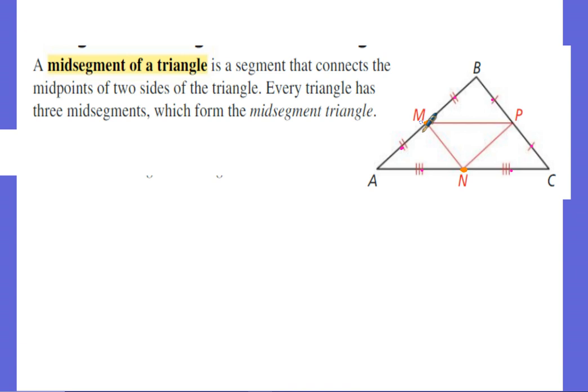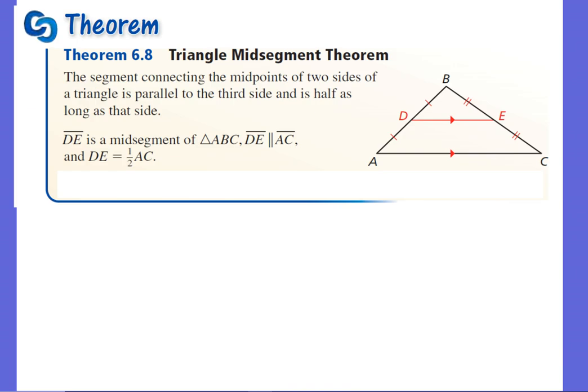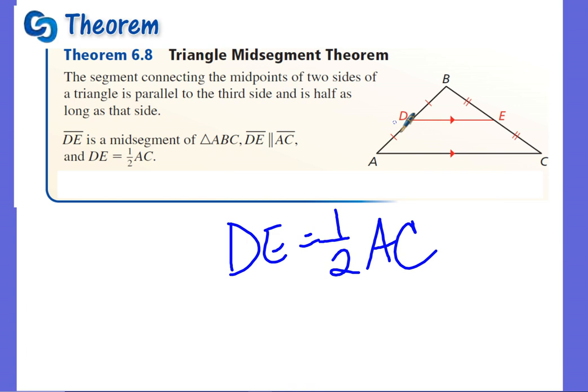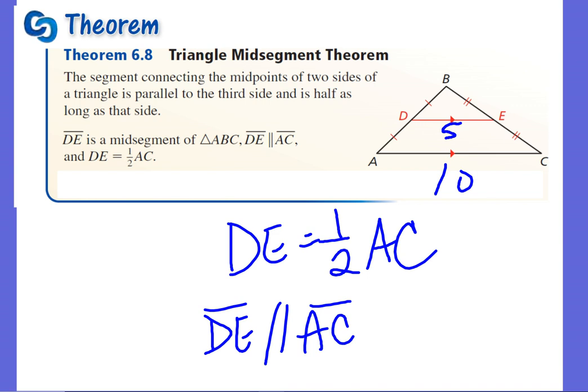What about the theorem? The theorem that goes along with the mid-segment gives us two characteristics. The first characteristic of a mid-segment is that it is 1/2 of the length of its opposite side. So in this case, DE is equal to 1/2 of its opposite side, AC. DE is 1/2 of AC. So for example, if AC was 10, I can tell you that DE will be 5. I also know that DE is parallel to AC based on it being a mid-segment as well.